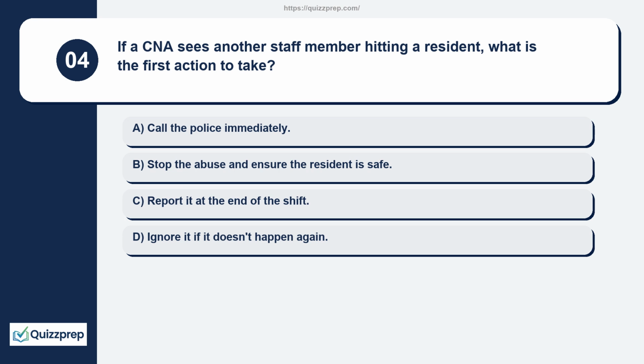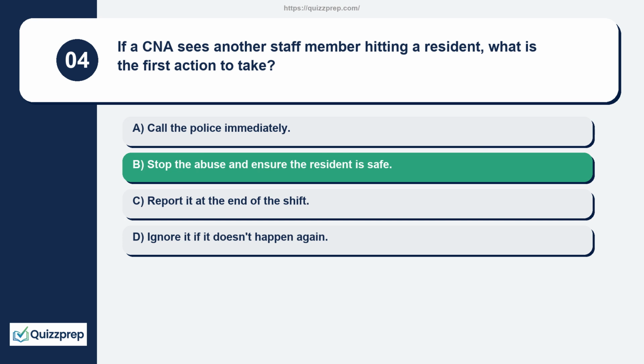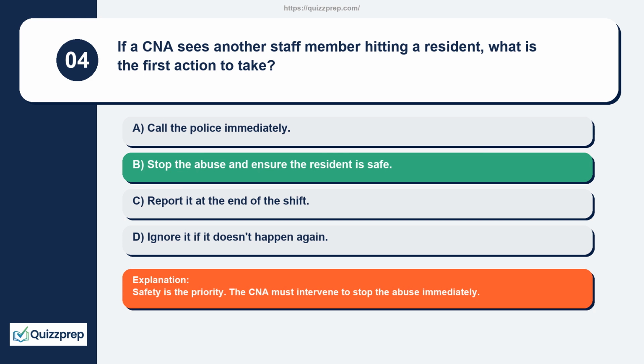Question 4. If a CNA sees another staff member hitting a resident, what is the first action to take? Call the police immediately. Stop the abuse and ensure the resident is safe. Report it at the end of the shift. Ignore it if it doesn't happen again. Safety is the priority. The CNA must intervene to stop the abuse immediately.